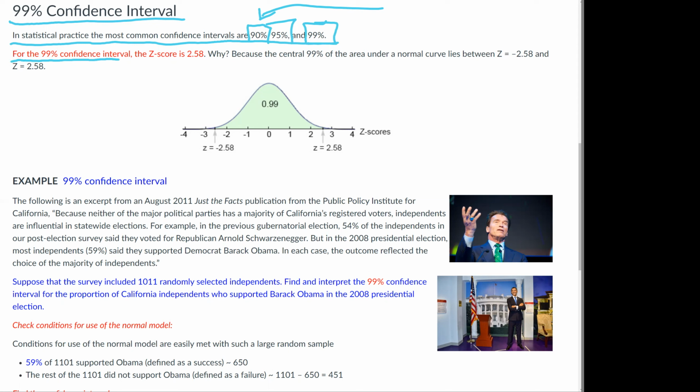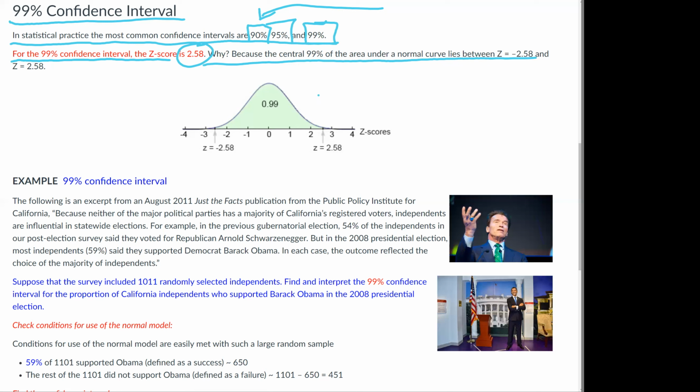For the 99% confidence interval, the z-score is 2.58. Why? Because the central 99% of the area under a normal curve lies between those two z-scores. That's something you wouldn't probably calculate by hand in real life. You would just use an applet or look it up in a table or something.